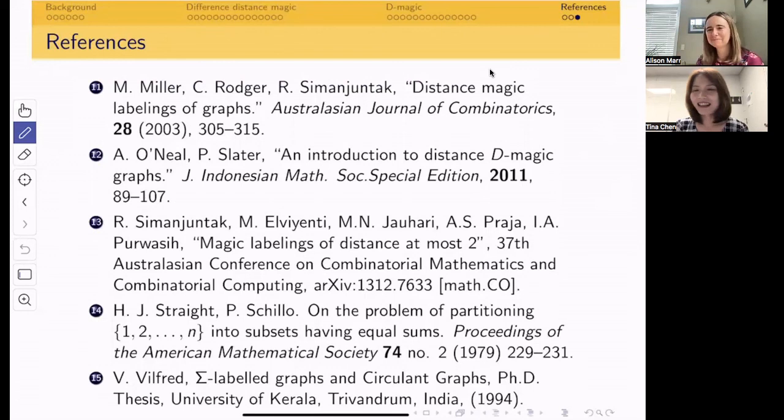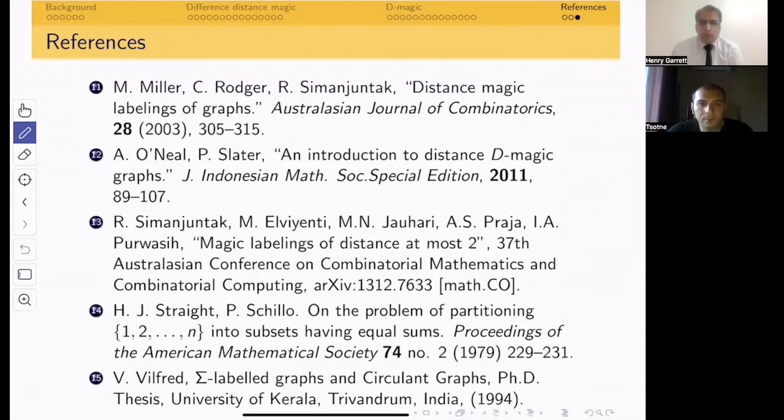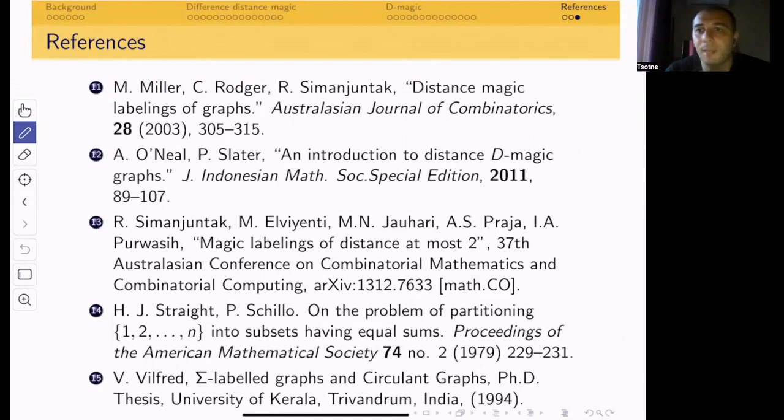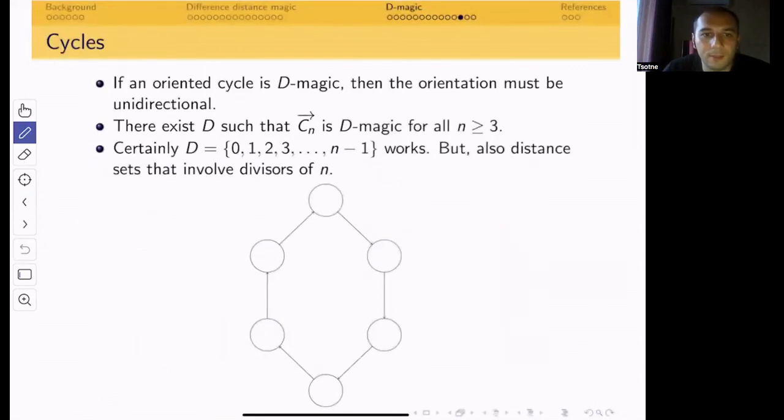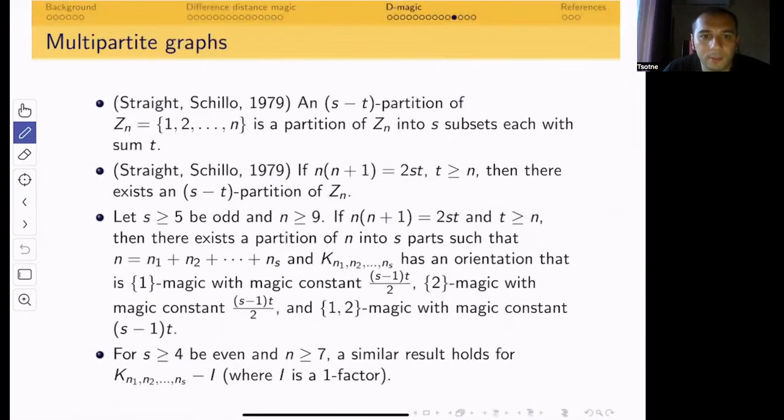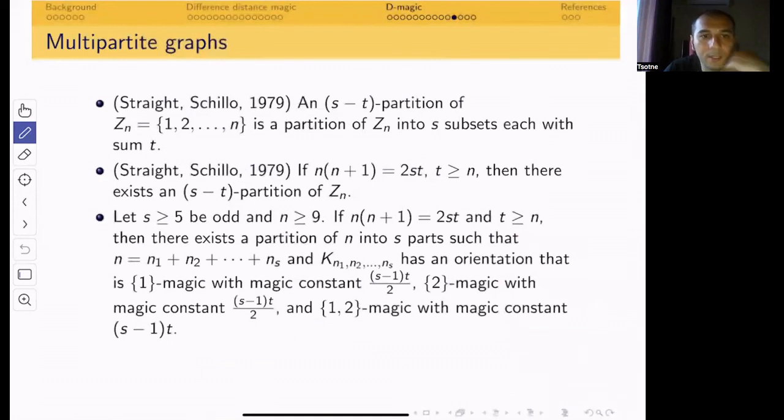Okay, thank you. Can I ask? Yes. On one of the previous slides, you had the restriction that the sum of the n's, n_1 to n_s, be N. Yes, the last one: N equals n_1 to n_s, and K has an orientation that is magic. What does that restriction mean, N equals the sum of those n's?